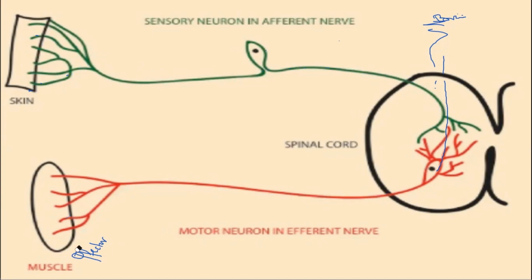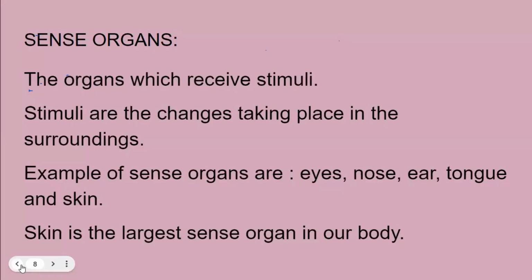So inside our whole body, there is a network of sensory and motor neurons. There is a network of so many things like sensory neurons, motor neurons, arteries, veins, the lymphatic system, the tiny branches of the lymph. So inside the whole body, this is the network actually. Now see, what are the sense organs? The sense organs are the organs which receive the stimuli, and whatever changes are taking place in the surrounding are called stimuli. Singular is stimulus, plural is stimuli. So the different sense organs are eyes, ears, nose, tongue.